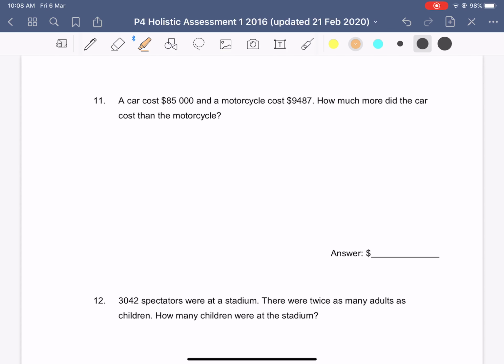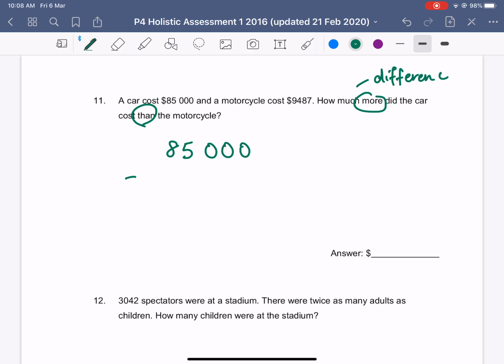Okay, this is an idea of finding out the difference. So, a car costs 85,000 and a motorcycle costs 9,487. How much more did the car cost then? I know I'm looking at the difference. So what I'm going to do is subtract. I'm going to try to regroup from here.